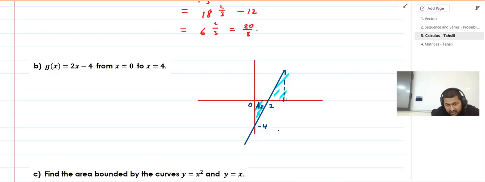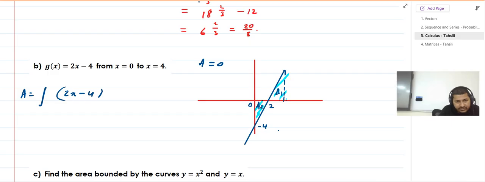So you should get 0 because this one is positive area and that's negative area. So your answer should be 0, right? So let's see. Area is equal to integral 2x minus 4 from 0 to 4. So physically, what this should represent is, if this is a velocity time graph, when you integrate you get the displacement, which should be 0.